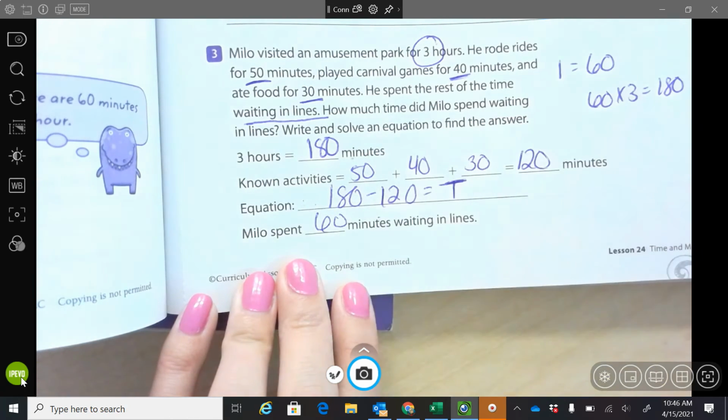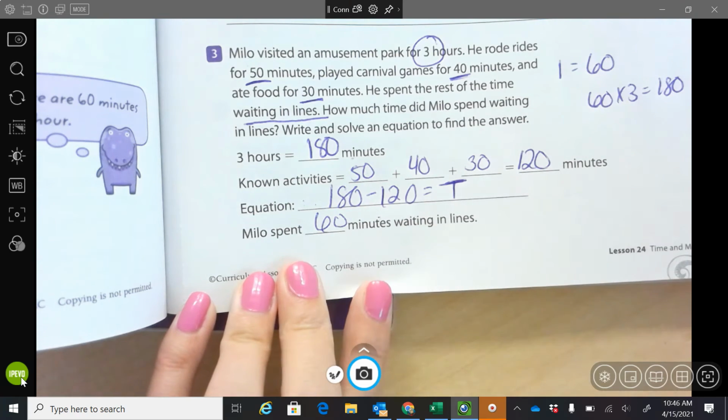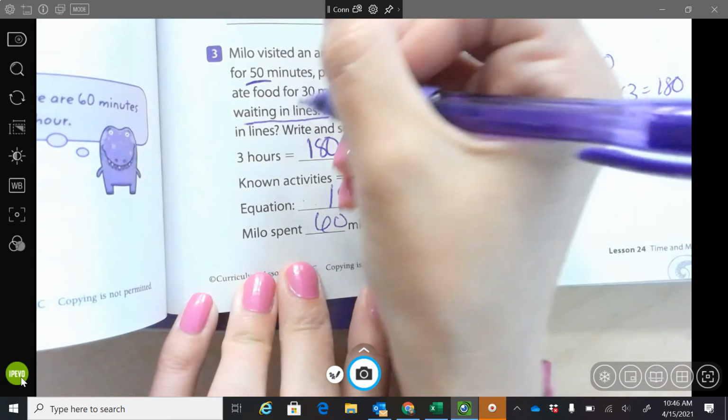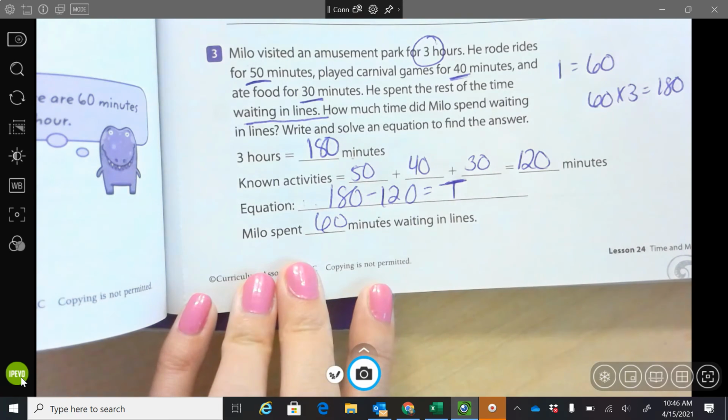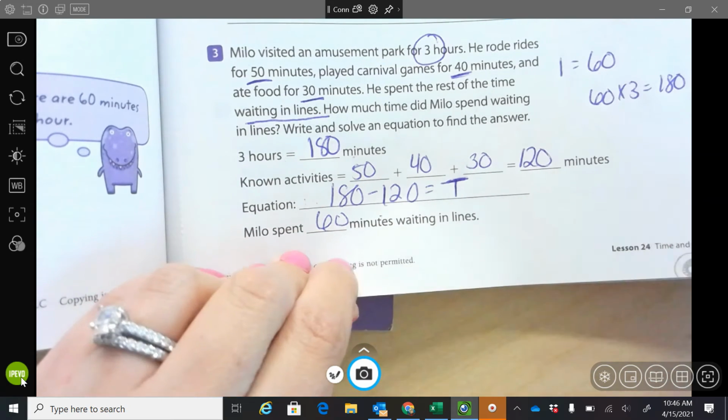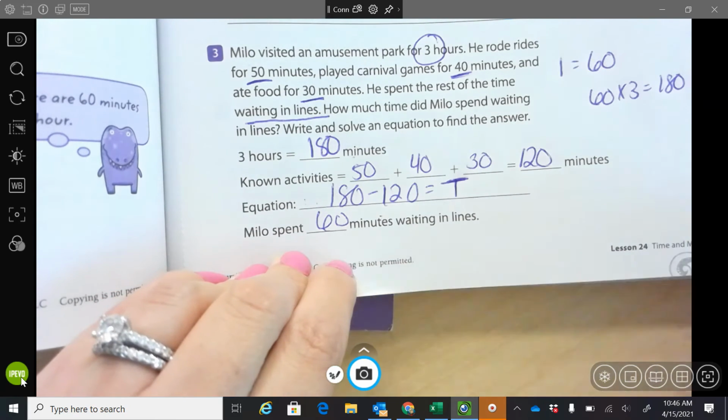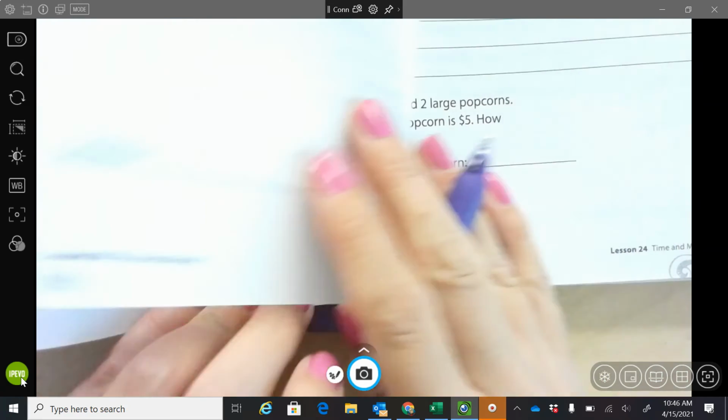I could put T here. T would represent total or time, or I could even put L for lines. That's a long time in the line. We spent more time in the lines than playing games. Stop talking so much. Okay. Flip over to the back side.